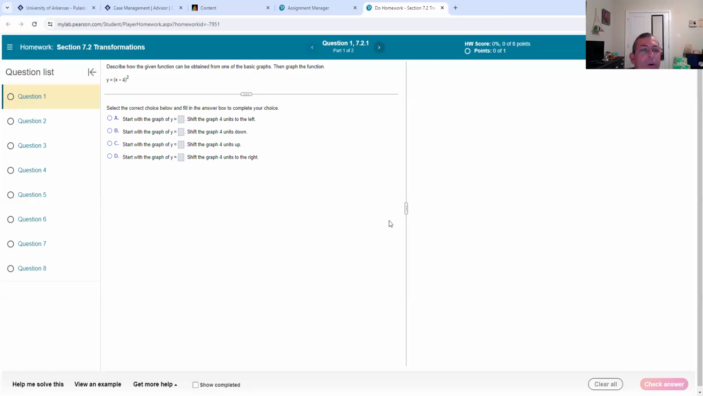All right, y'all, so let me show you how we're doing this one. It says, describe how the given function can be obtained from one of the basic graphs. Then we're going to graph the function. So we got y equals (x minus 4) squared. So I see that exponent of a 2 out there. That's letting me know that I'm starting with the x squared graph, okay? Now, what we got to figure out, they're subtracting 4 from the x inside those parentheses. So, y'all, what did we say we would be doing if we subtracted from our variable inside the parentheses?